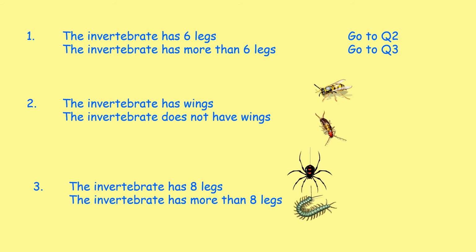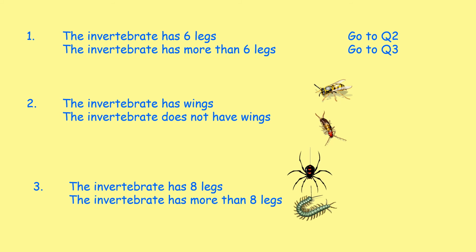Okay, but though I've used those questions, I could have used something different. I could have used, does it have antennae or not? Okay, and I might have started off my first question like the invertebrate has antennae. Go to question 2, the invertebrate doesn't have antennae. It would be the spider. And then in my question 2, I might have said, right, well, all these ones that have antennae, it has wings. It would have been the wasp. It doesn't have wings. I'd go to question 3.